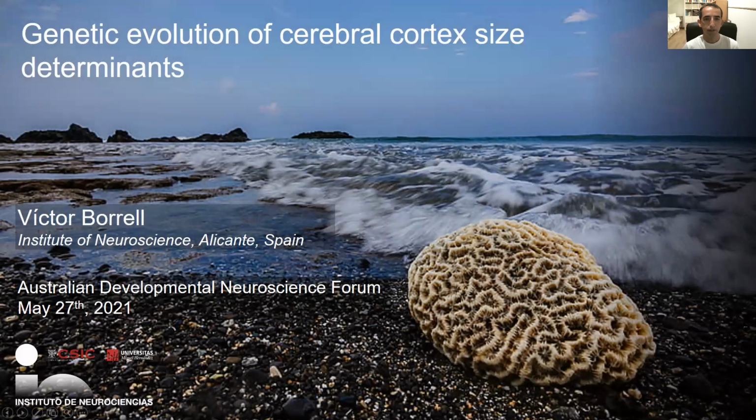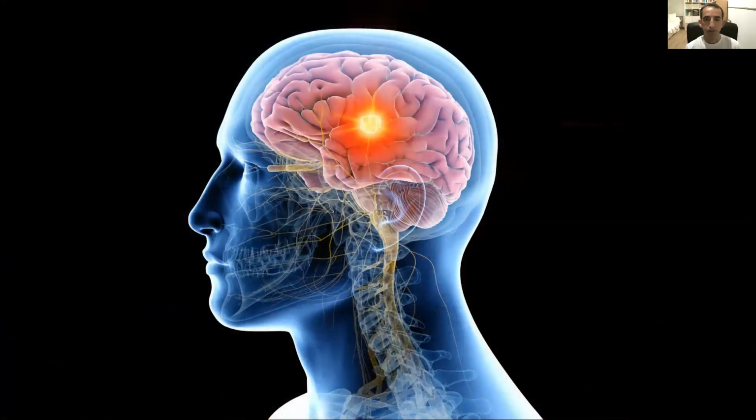So two major events occurred during the history of life on our planet. One was the conquering of dry land from the oceans. And the second one, I would say, was the growth and expansion of our forebrains. Now, the cerebral cortex is the part of our forebrain that is the largest and is central for our higher cognitive functions.